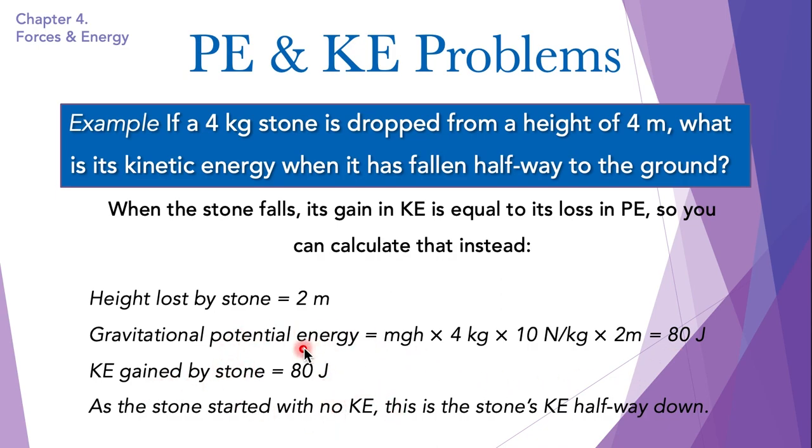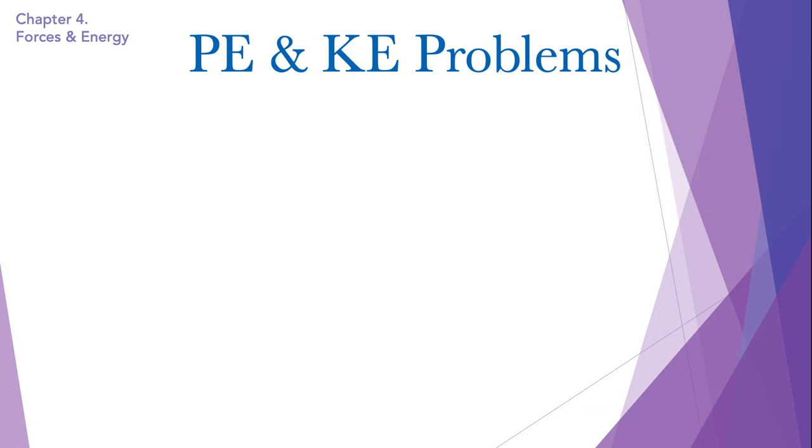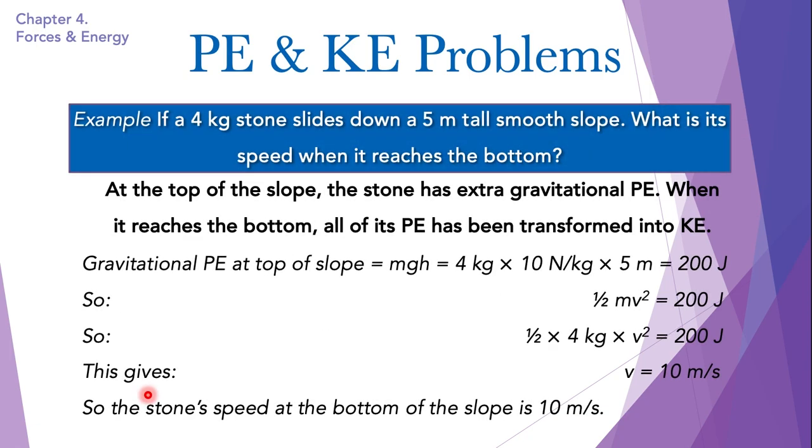So this was very simple, but only if the stone had started with no kinetic energy. This basically tells us that the loss in potential energy is equal to the gain in kinetic energy. Now we're going to move ahead to another question. If a 4 kg stone slides down a 5 meter tall smooth slope, what is its speed when it reaches the bottom? At the top of the slope, the stone has extra gravitational potential energy.